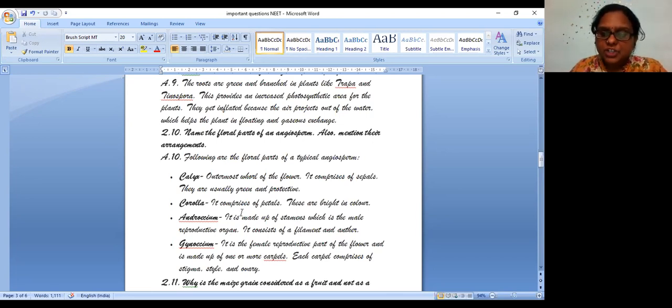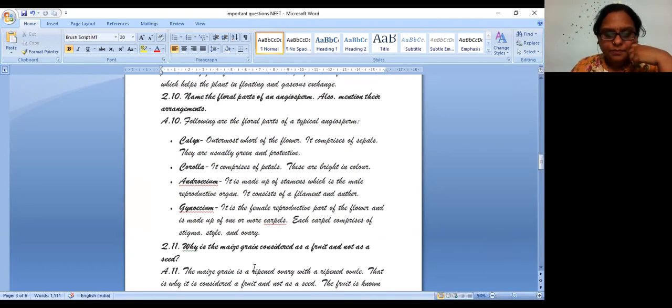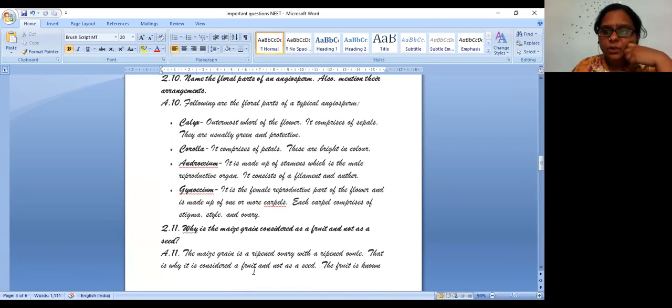So androecium has a filament, over that you have an anther, and inside the anther you have pollen grains, right? On the other hand, in gynoecium you have carpels, or it is also called pistil. It has 3 parts. The top one is the stigma, followed by the style, a tube, and down you have the ovary, right? We will take this up in the flowers.